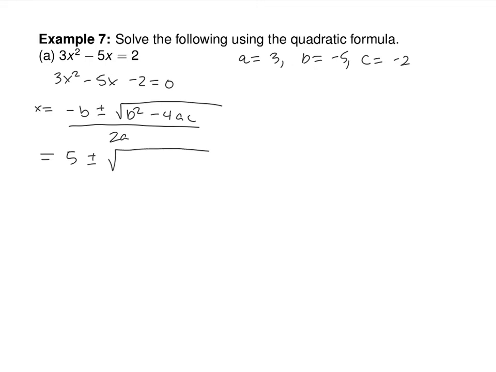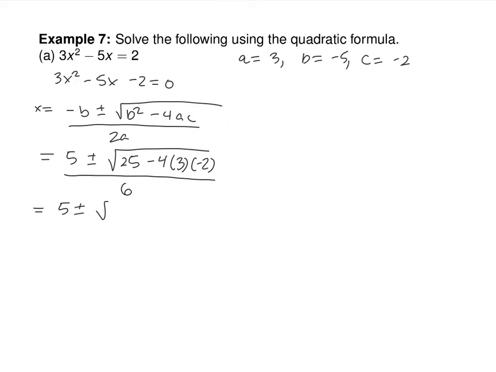When you plug the -5 in and square it, what does it become? 25. Will that b squared ever be negative? No, never, okay? And the next part, I can't do 3 things in my head at once. I'm just writing down -4 times 3 times -2. If you're faster than me, awesome. All over 2a, which will be 6. Great. So 5 plus or minus.